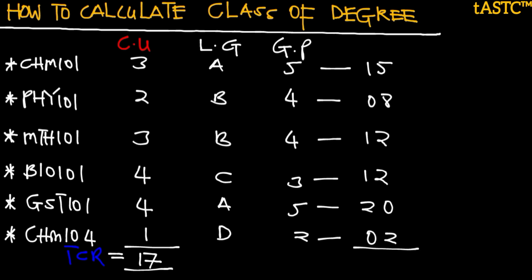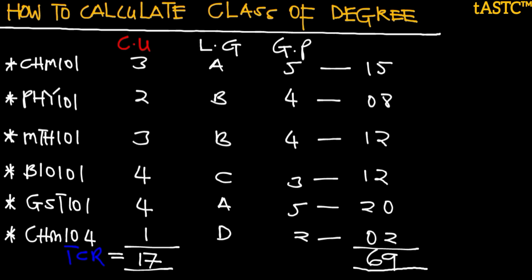So I need to add these together. So that is going to be 15 plus 8 plus a 12 plus another 12 plus a 20 plus a 2. So that gives us a 69. So here I'm going to have a 69.